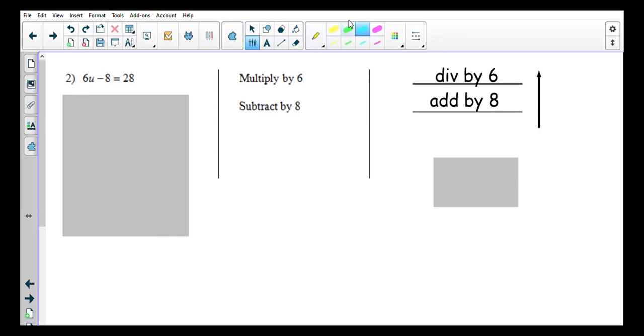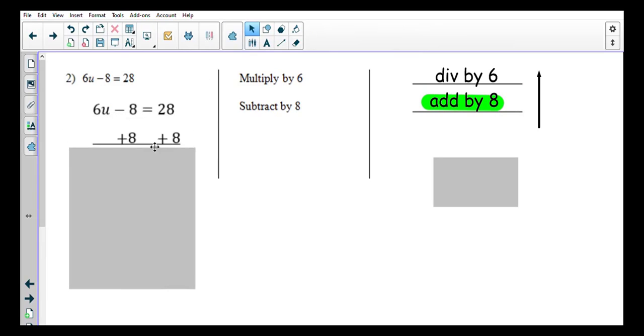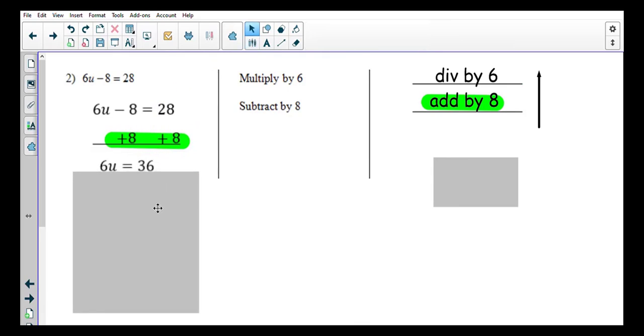Let me go ahead and highlight that in green for us. So let's add 8 on both sides of our equation. Plus 8 on the left, plus 8 on the right. Again, I'll highlight that in green. Negative 8 plus 8 cancels out. We want to do 28 plus 8, which is going to get us 36. So we have 6u equals 36.